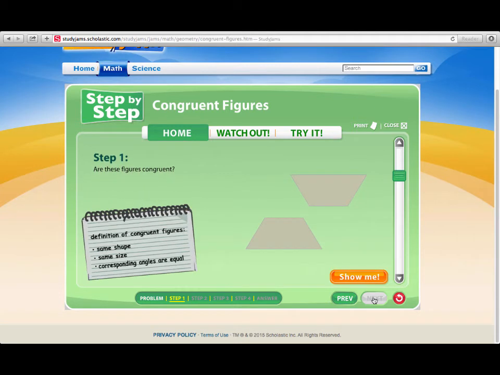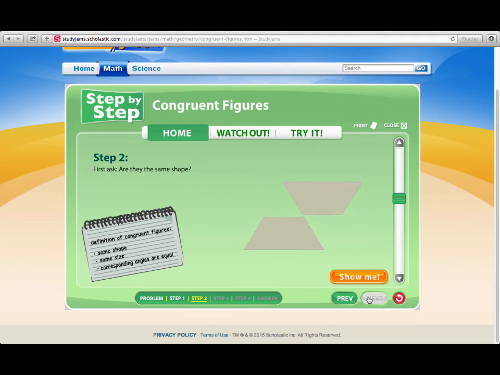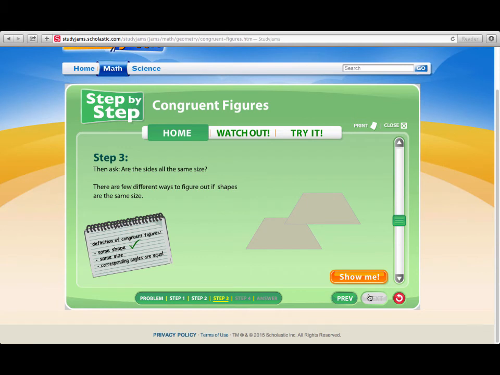Are these figures congruent? Congruent figures are the exact same shape and the exact same size. To find out if 2 figures are congruent, first ask yourself, are they the same shape? Yeah, they are both the same shape. Even though one is upside down, we can see that they are both trapezoids. Then ask, are the sides all the same size? This part is a little trickier.